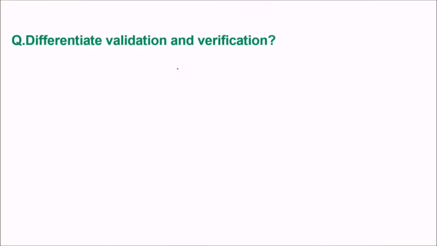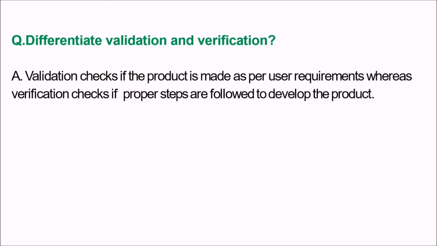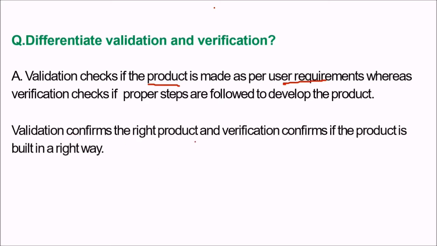Define or differentiate validation and verification. Validation checks if the product is made as per user requirements, whereas verification checks if proper steps are followed to develop the product. Understand it like this: validation is as per the SRS, whereas verification is maybe as per design. The main thing is verification is whether what we are doing is correct or not, and whether what we have done is correct is validation. So validation confirms the right product, and verification confirms the product is built in the right way.